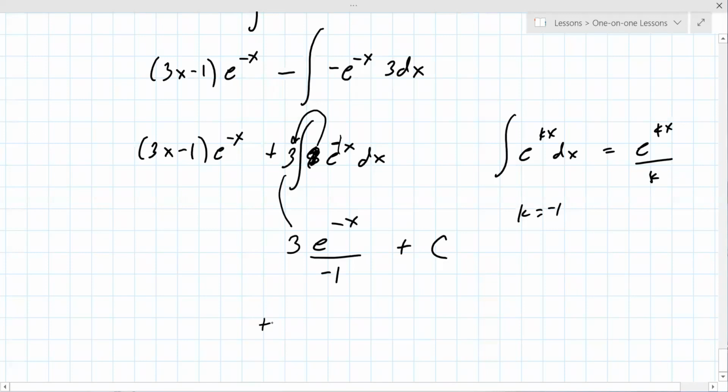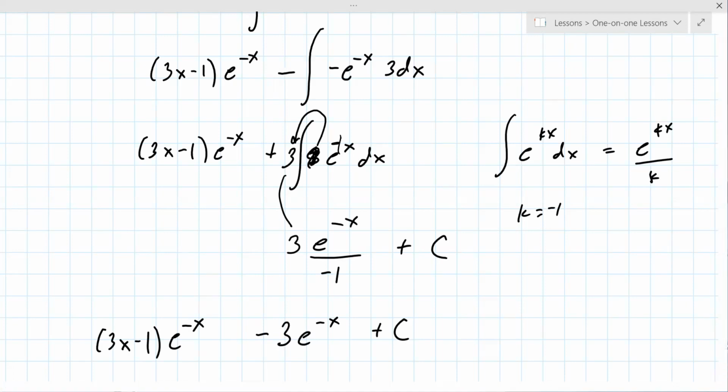So this becomes, these combined, so it becomes minus 3e to the minus x plus c, and then this stuff just comes down, 3x minus 1 e to the minus x. And that's your final answer. The one in the WebAssign answer is simplified, like they factor out an e to the minus x. You don't have to do that. Yours is really close, actually.